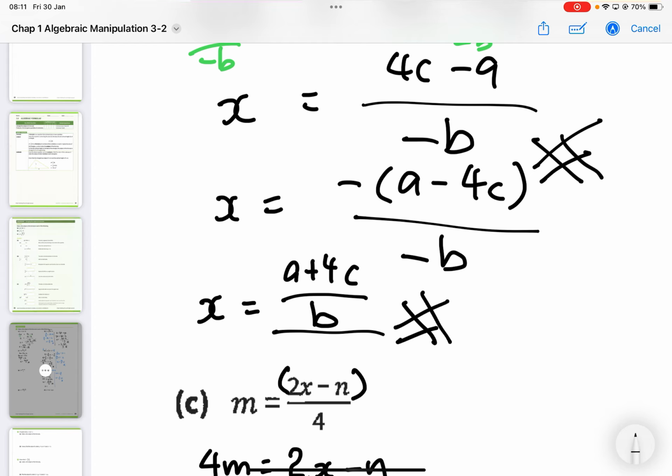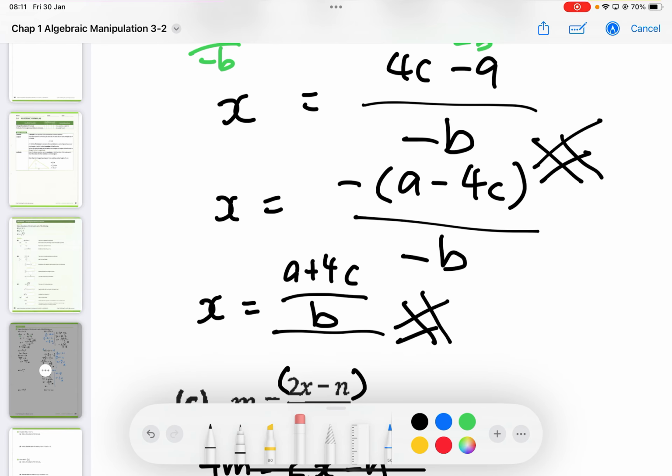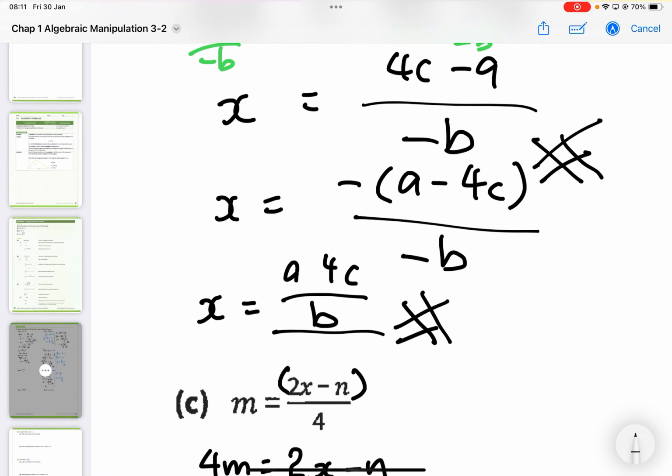Hey, no lah, you misunderstood the thing lah. Leila, I factorize out the negative from A minus 4C minus A. I take out the minus to cancel with this minus. That's why this one is A minus 4C. I am not expanding the bracket.